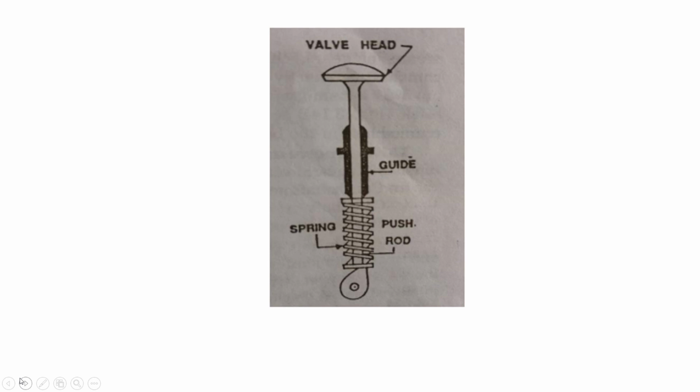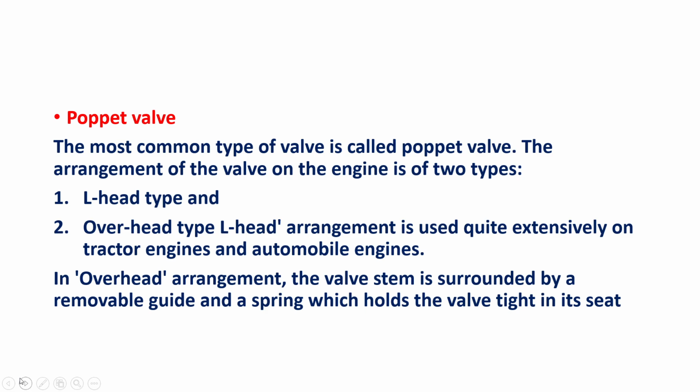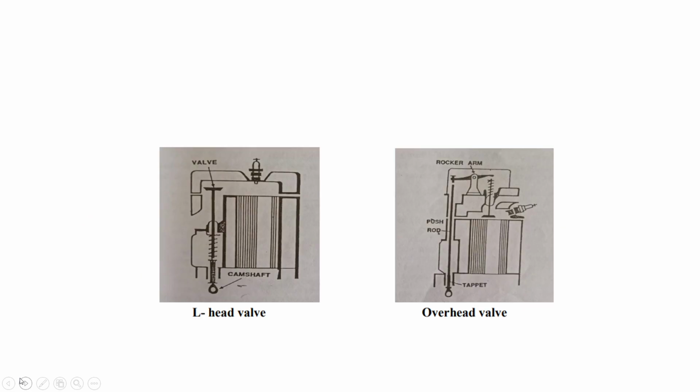Any material which is able to sustain high temperature can be used. The poppet valve is actually the most common type of valve. It can be L type or overhead type. In the overhead arrangement, the valve stem is surrounded by a removable guide, and we also have springs. The diagram shows the L head type and also the overhead type. You can see the difference.